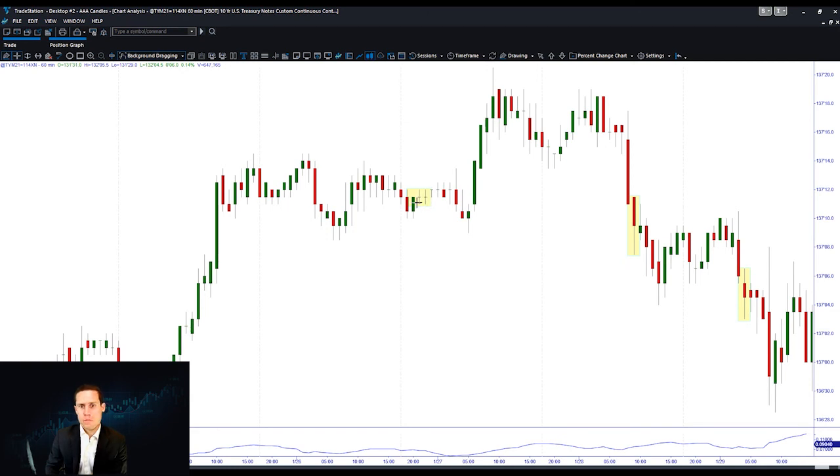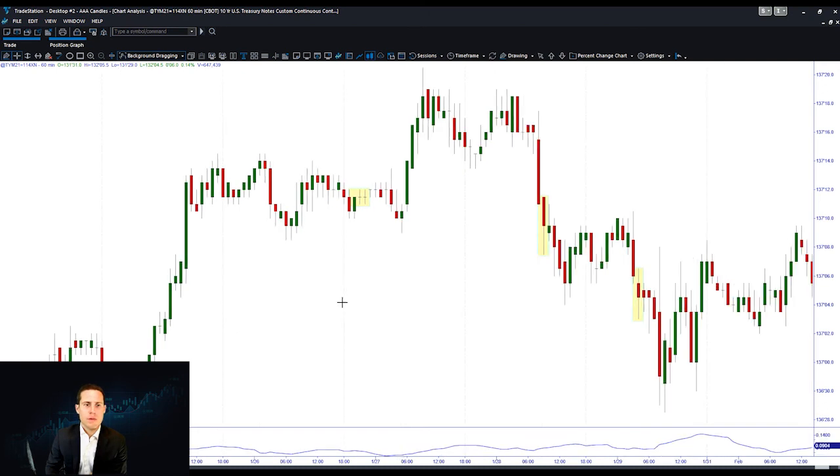This is called a doji. This is a perfect neutral candle where it has no body. This is just a poster representation of neutrality. Hence why price is part of this basing right here. It just goes kind of nowhere. Another doji right here. It closed exactly 50%. That's a neutral candle.